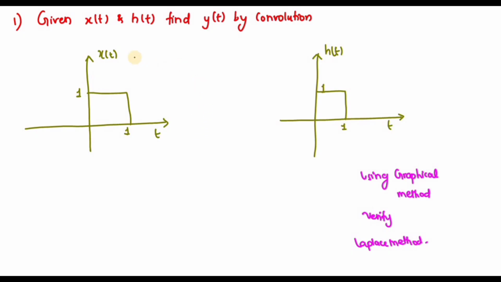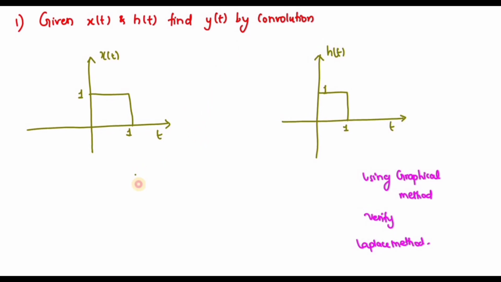So in this video, we are going to discuss some problem on convolution. They have given the x of t value in the graphical method, and the h of t value is also given. They are asked to find the y of t. The formula for this is y of t is equal to x of t convolution h of t. I'm going to do it with the help of the graphical method and verify it using a Laplace transform.